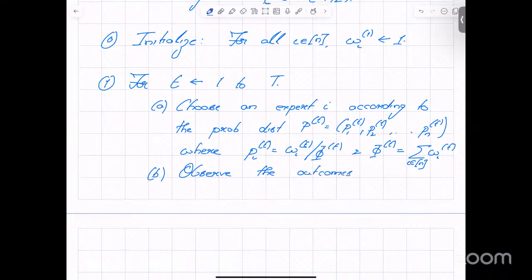That is, at this point of time, you have observed the vector mt, which is m1t, m2t, and so on. So you get to observe the loss that each of the experts incurs. Notice that sometimes this might also be too much to ask for. You might only be able to observe the loss of the expert you followed. But in these algorithms, I'm assuming that you have got the losses of all of them.